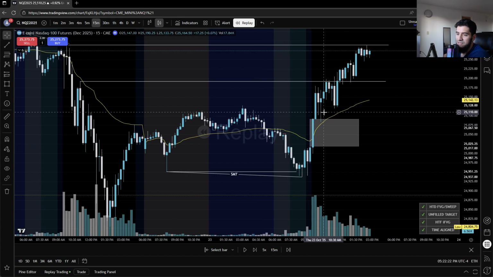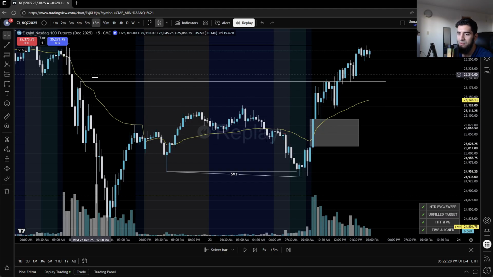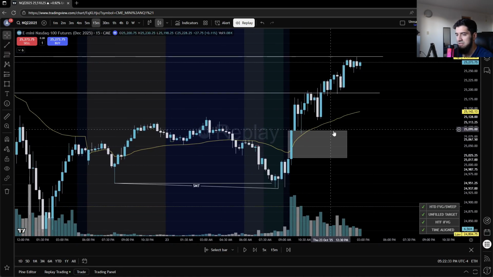With displacement, we see the price pulls back down to this 15-minute fair value gap. We also have a VWAP over here that's aligning with it. And then we have still this very obvious draw on liquidity and this one left. Everything's aligned. A+ setup, easy money.